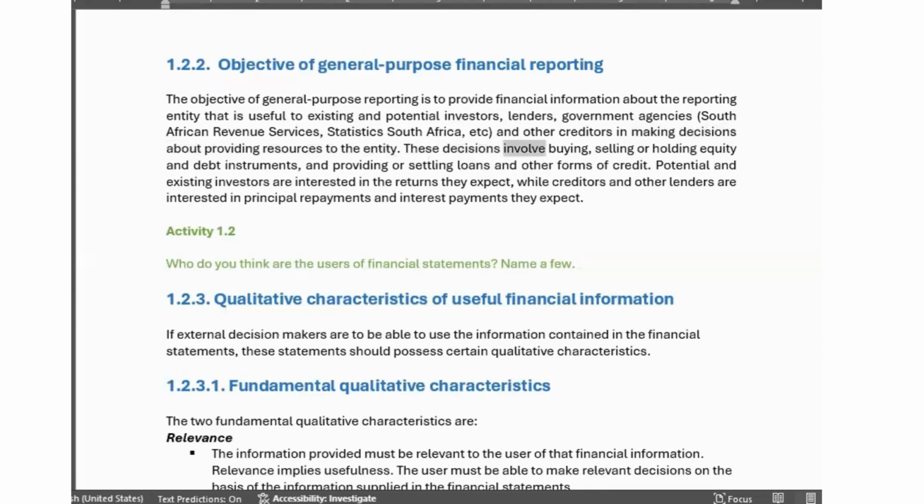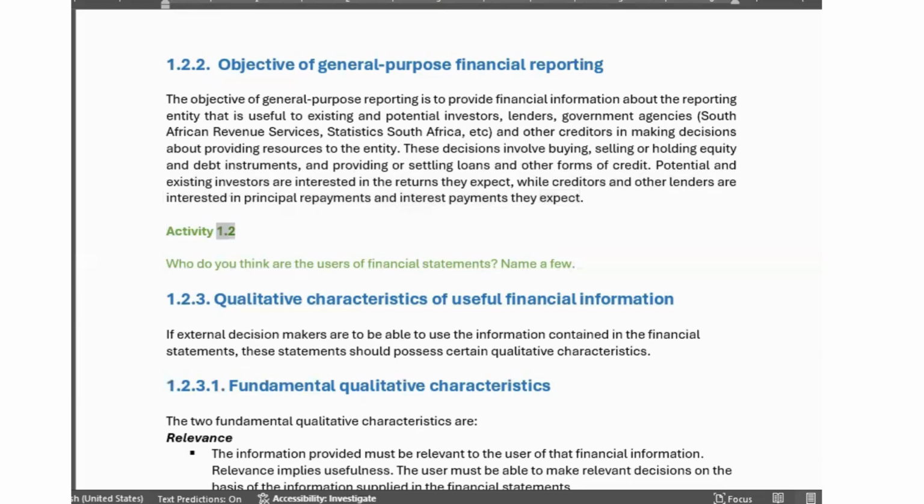These decisions involve buying, selling, or holding equity and debt instruments, and providing or settling loans and other forms of credit. Potential and existing investors are interested in the returns they expect, while creditors and other lenders are interested in principal repayments and interest payments they expect.